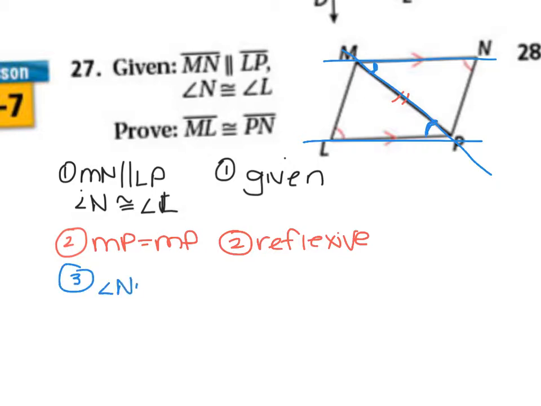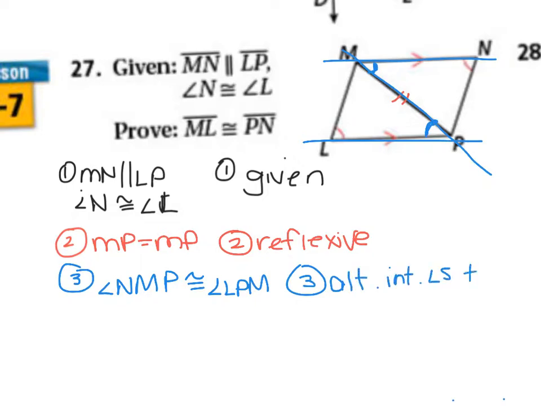So angle NMP is congruent to angle LPM because of the alternate interior angles theorem. Now do I have enough information to prove that those triangles are congruent? Yes. I could say triangle PMN is congruent to triangle... which way did I go? I went PMN, so I have to go M.